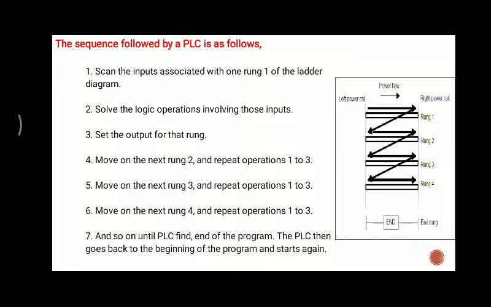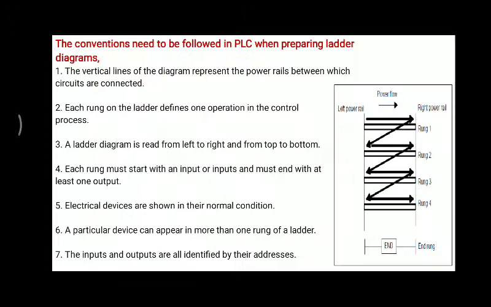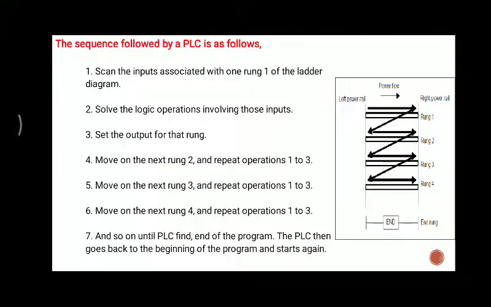First step is, scan the inputs associated with one rung of the ladder diagram. As already told you, we have to scan every rung from the ladder diagram. Then solve the logic operations involved. Then set the output of that rung, move on to the next rung, and repeat operations 1, 2, 3. This process goes on up to the last rung, until you find the end in the program. So that was the sequence followed by the PLC we have seen yesterday.